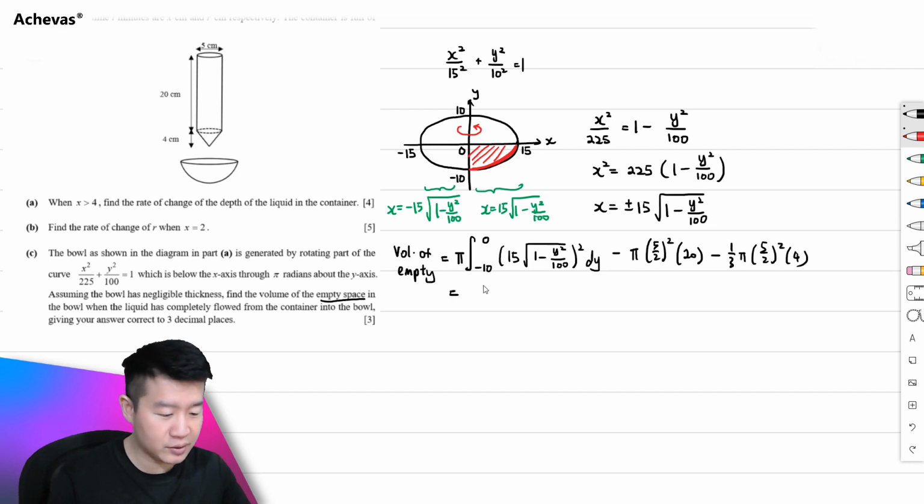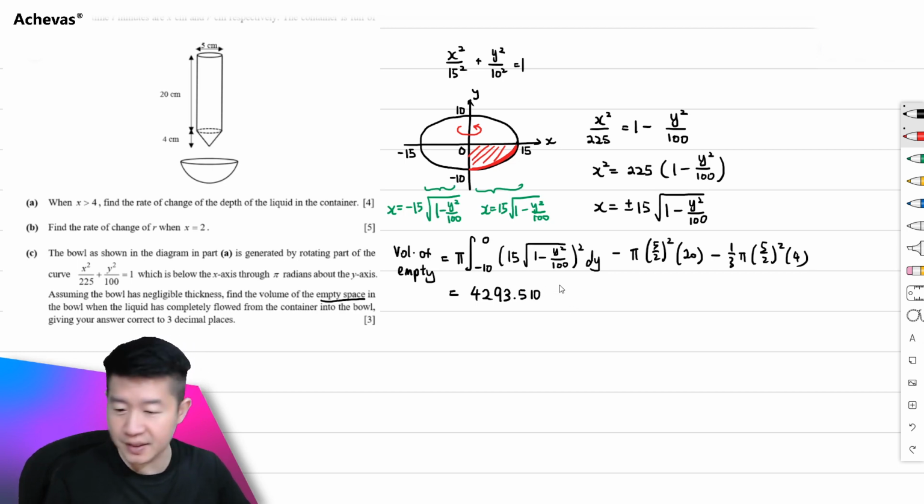And if I were to press this into the calculator to 3 decimal places, it is 4293.510 to 3 decimal places.